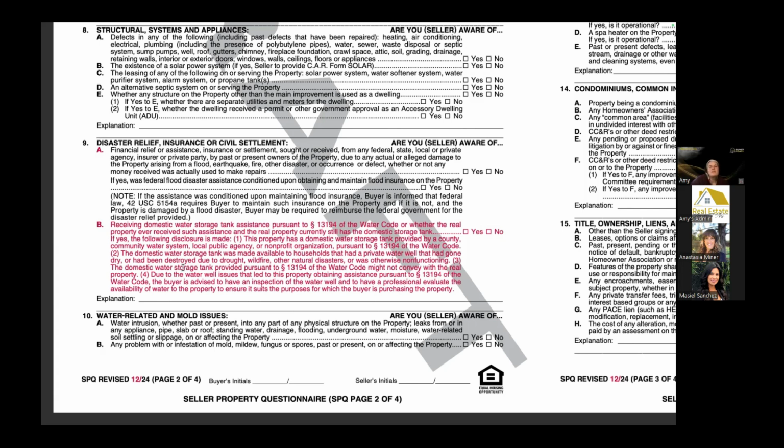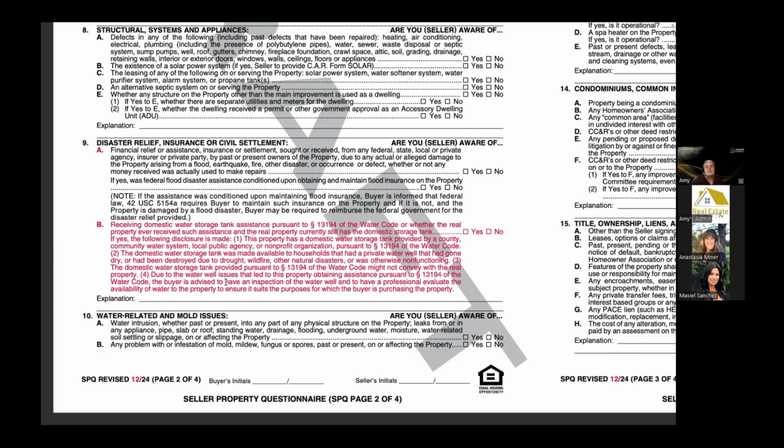The domestic water shortage tank provided pursuant to 13194 of the Water Code may not convey with the real property due to water well issues that led to this property obtaining assistance pursuant to 13194 of the Water Code. The buyer is advised to have an inspection of the water well and have a professional evaluation of the availability of water to the property to ensure that it suits the purposes for which the buyer is purchasing the property.